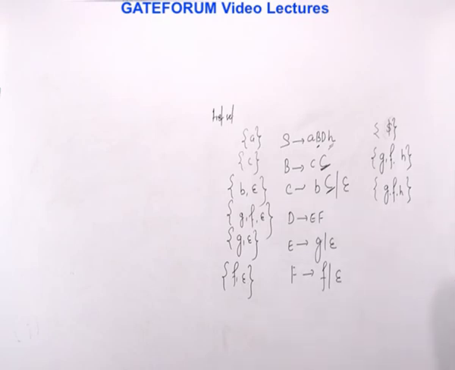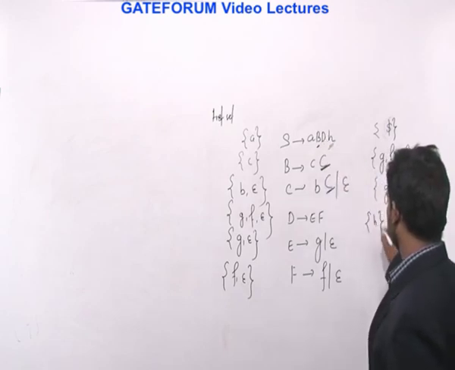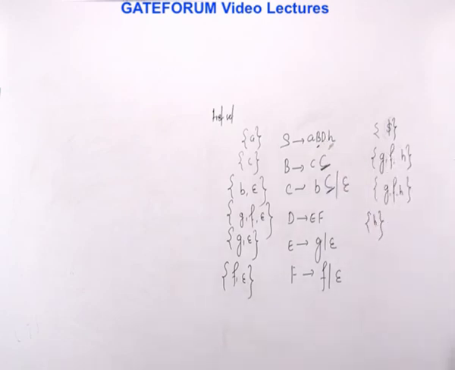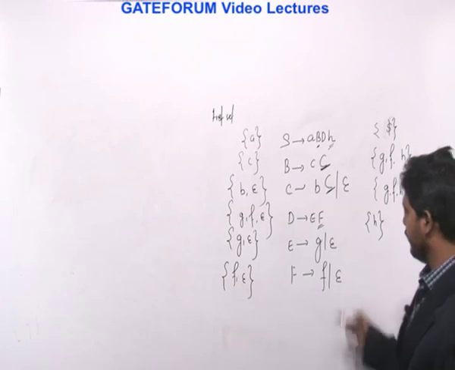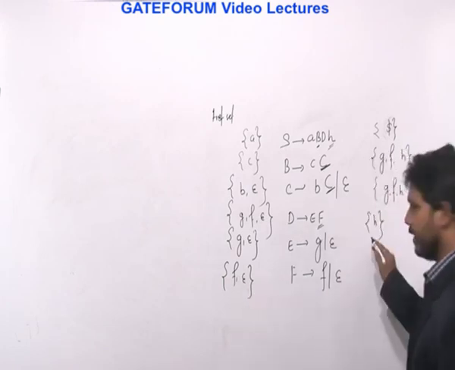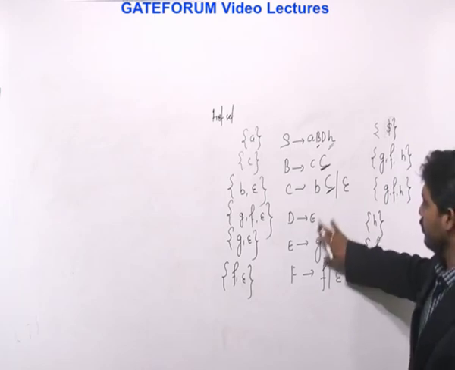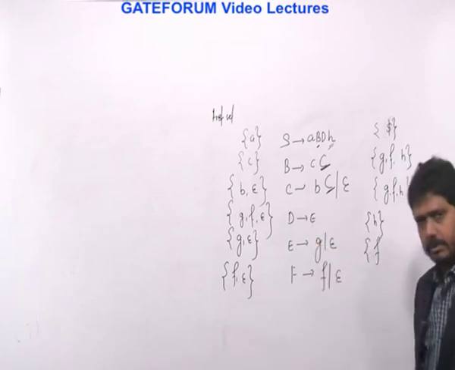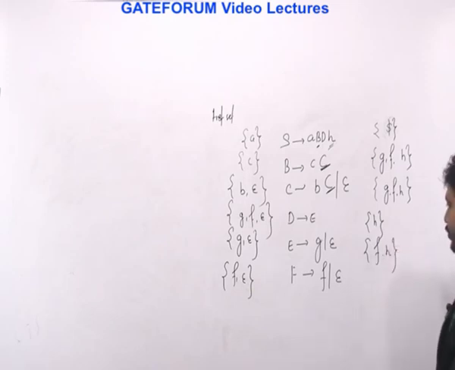Follow of D. Now a simple case. Where is D present? Here. D is followed by what? H. So H. Follow of E. What follows E? Here F follows E. First of F is F, so directly include that symbol F. If F is epsilon, what to do? Then it is becoming the last symbol. So follow of E is F and H.